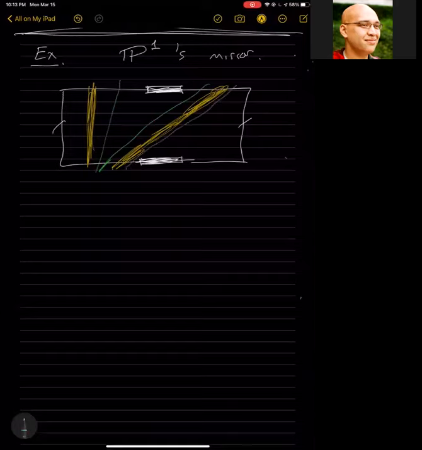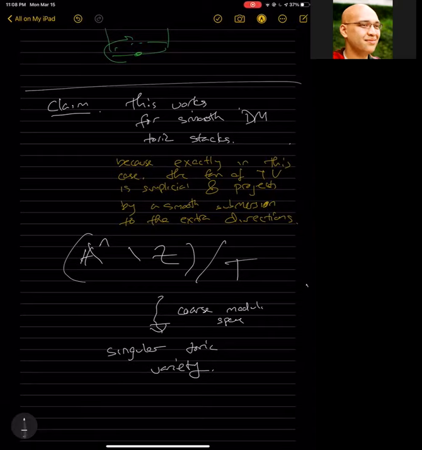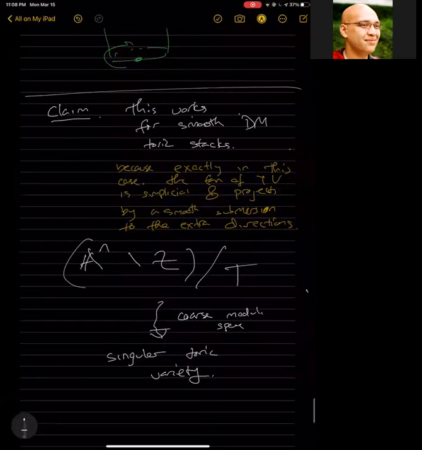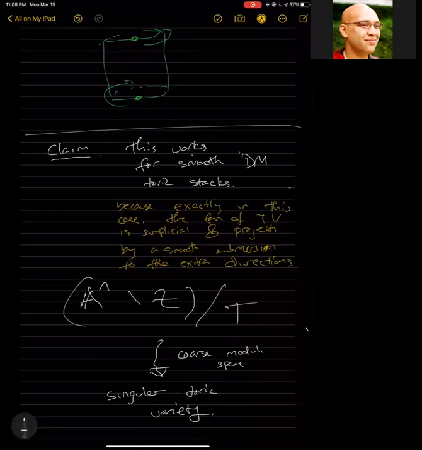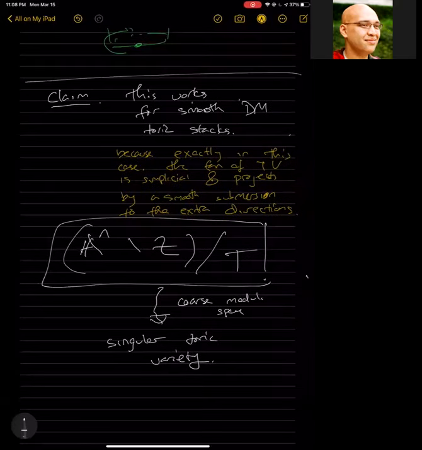This is now, in general, it'll be a singular toric variety. And so the point is that this description that I originally gave in terms of this higher dimensional space gives a correct description for coherent sheaves on this toric stack. And there's a different description, namely taking the slice, which gives a correct description of coherent sheaves on the singular toric variety.